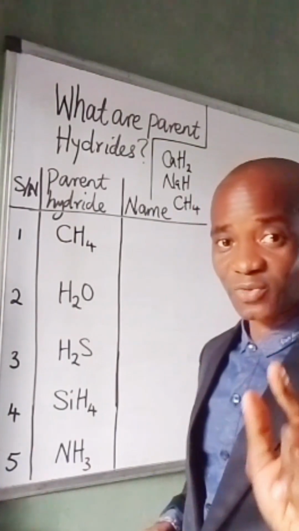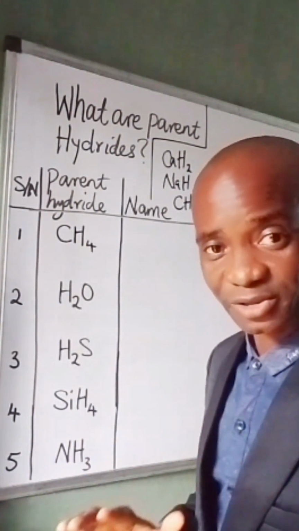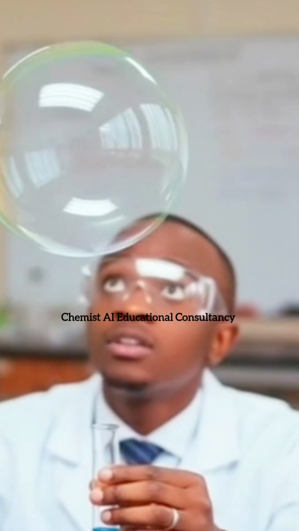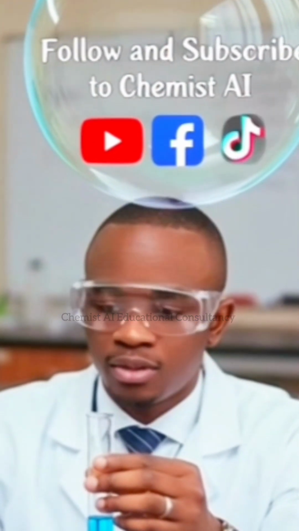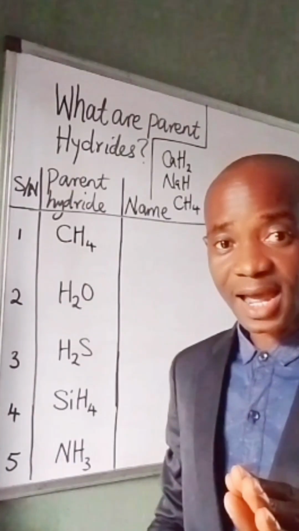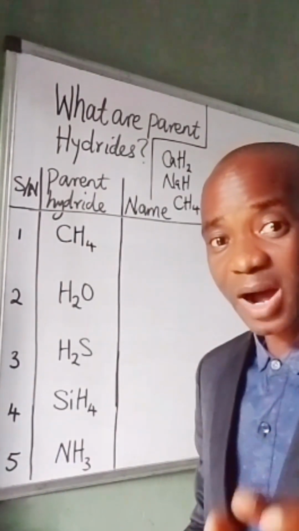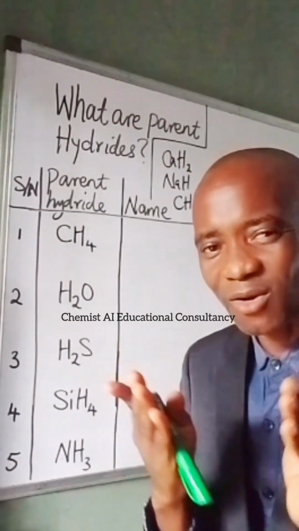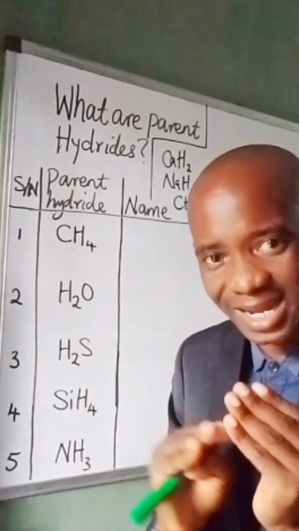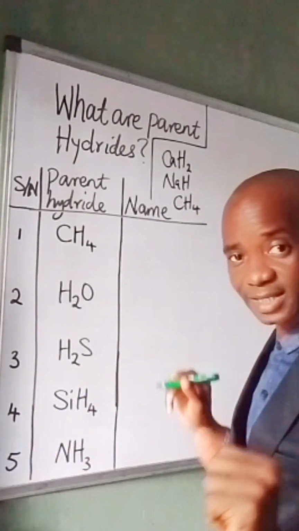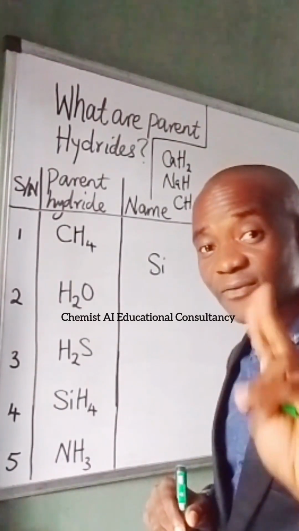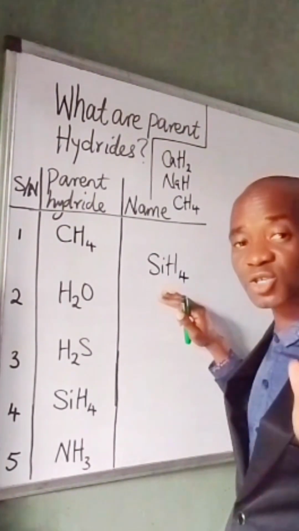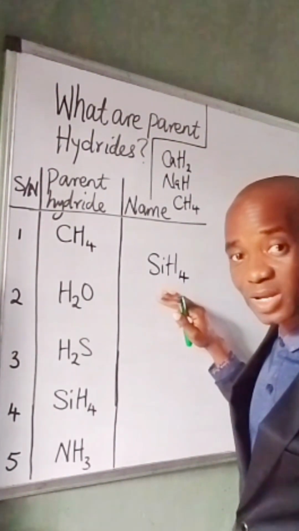Now, that is not where we are going to. The topic of discussion is parent hydride. A parent hydride is the smallest compound that an element can form with hydrogen alone. Fundamental compound that an element can ever form with hydrogen. Let's take this element for instance. Silicon has 4 valence electrons. It can form this hydride. So this now becomes the smallest compound it can form with hydrogen.